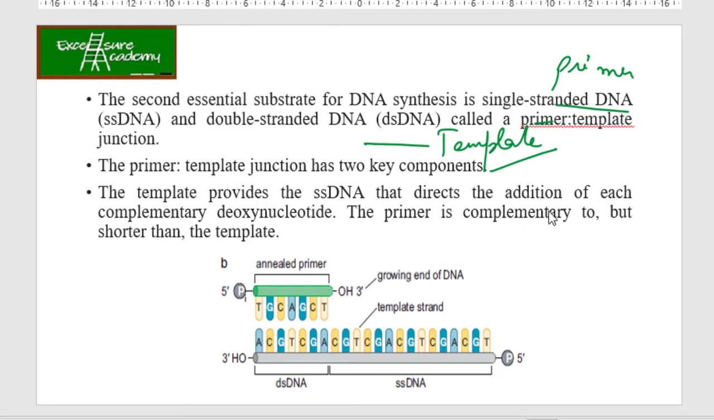So it directs the addition of each complementary deoxynucleotide, and the primer is complementary but it is shorter than the template, of course, right? So here you can see this portion where your primer is bound with the DNA, it is called the double stranded DNA. Then the rest is going to be single stranded DNA. Now why is it single stranded DNA? Because to the rest of it, your dNTPs are going to be added.